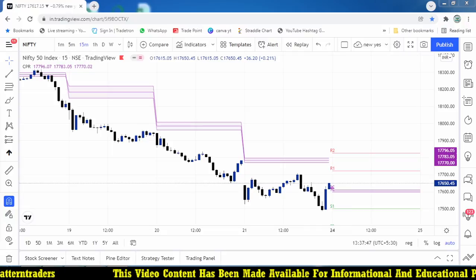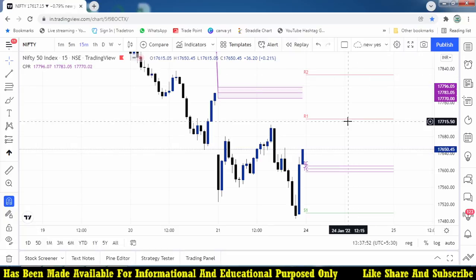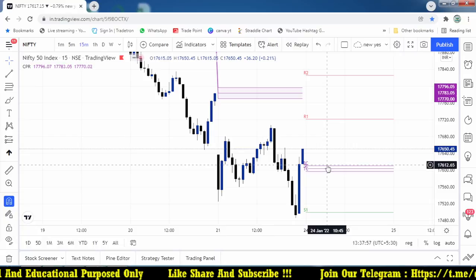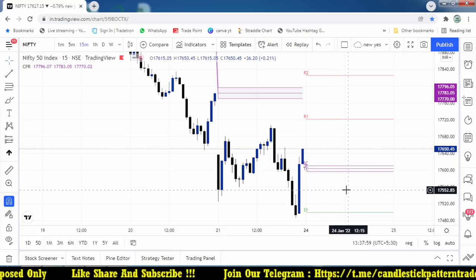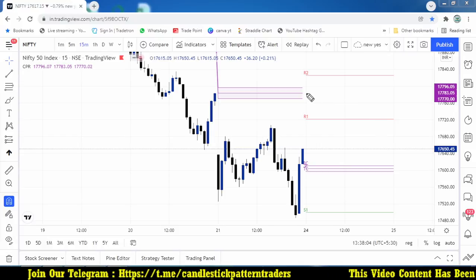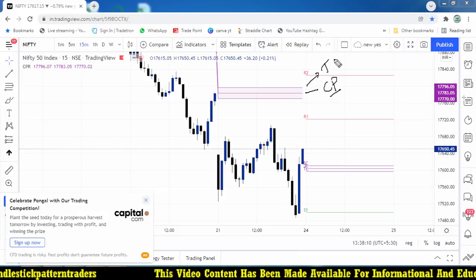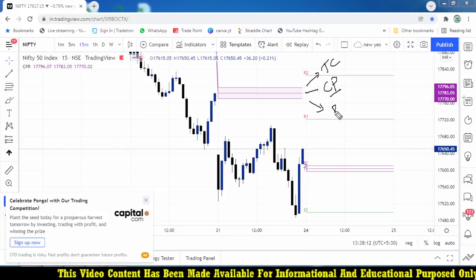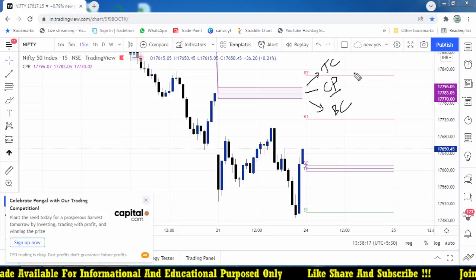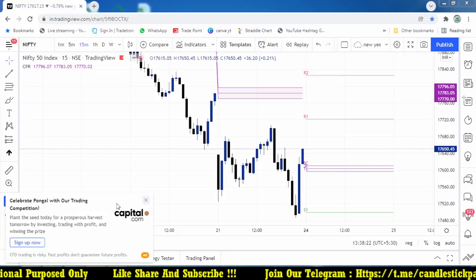For example, here can you see that there are three lines. Here there is R1, R2, resistance 1 and resistance 2, and below, support 1 and support 2. Here you can see there is a BC and TC and pivot. So three lines. The central line is the pivot line, or central pivot, or CPR. This one is the TC and this one is the BC, top central and bottom central. How are we calculating these levels? The pivot point is the previous day's high, low, close divided by 3.